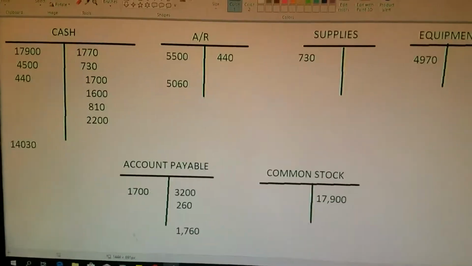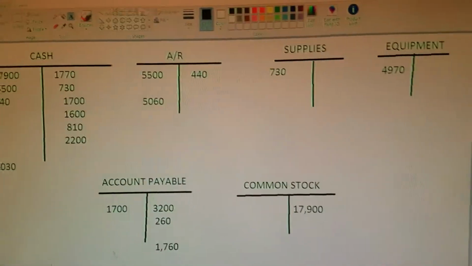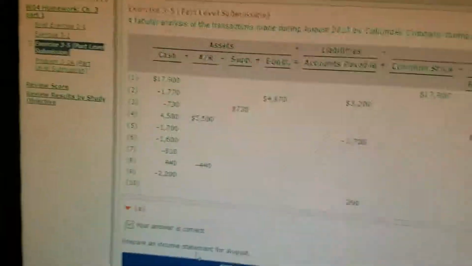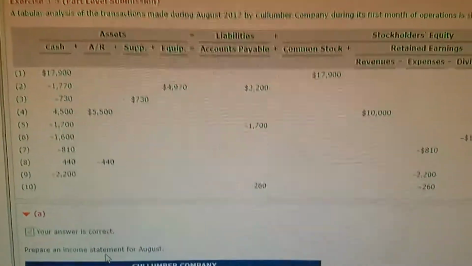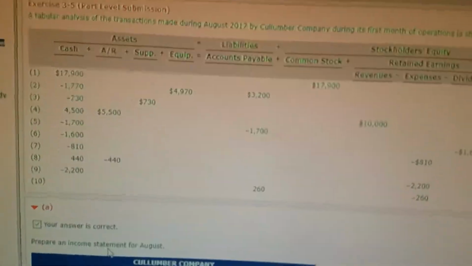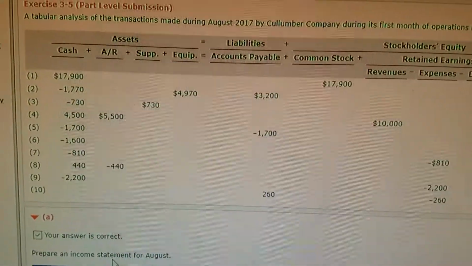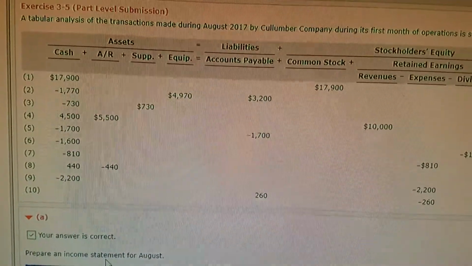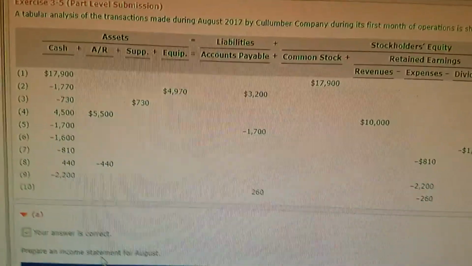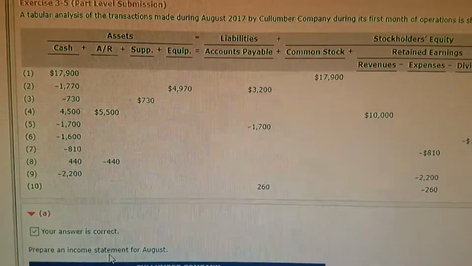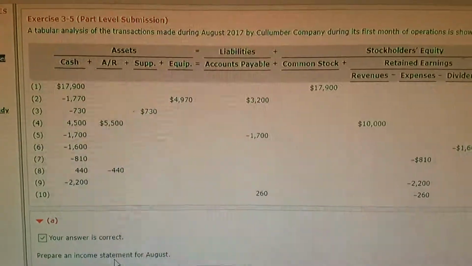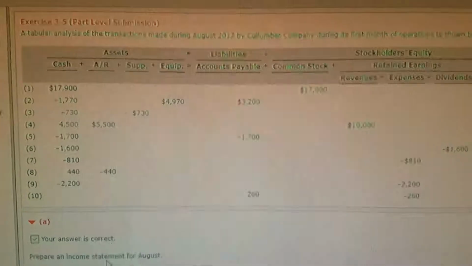So in the cash account we see there are 9 transactions during the whole month. Right here you can see we have $17,900 going into the company as a positive value. Right after we have a negative 1,770, which means that the money goes out from the company. It could be a payment to a supplier or even a stakeholder equity.